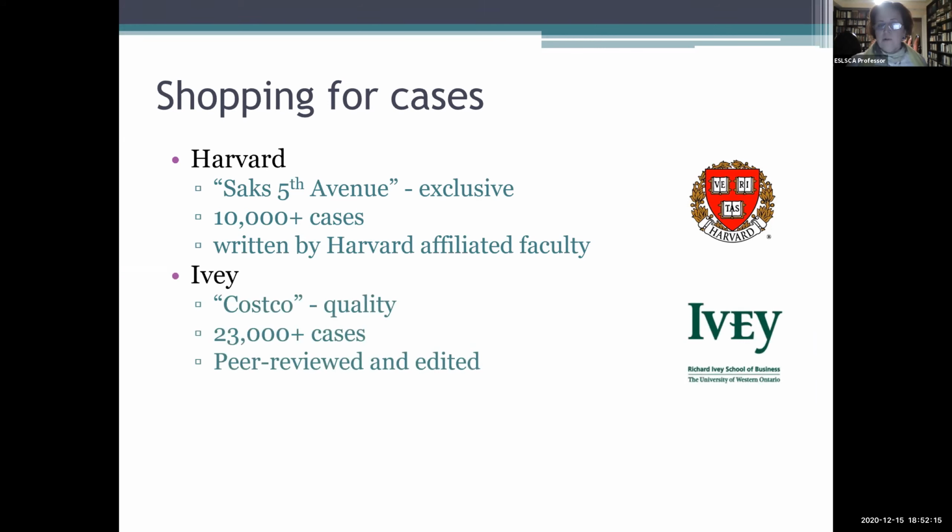Ivy, those who lived in the United States maybe know a shop called Costco. Costco is a shop where you have quality at low prices. So Ivy, Richard Ivy School of Business, is the one where I publish my cases, and they have 23,000 plus cases which are peer reviewed and edited. So they are very good quality, and all of them have teaching notes. And by the way, recently Ivy started selling its cases through Harvard because Harvard is stagnating a little bit in terms of the number of cases they have.